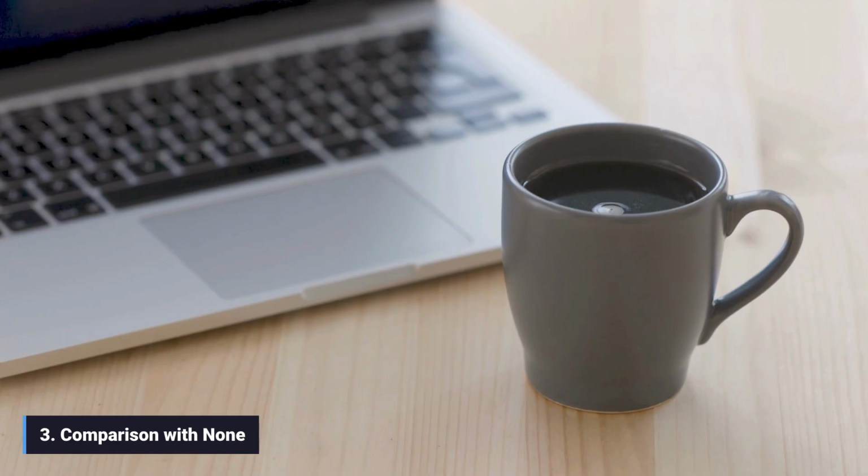3. Comparison with None. When checking if a variable is None, the preferred and most robust method is to use the identity operator, is.